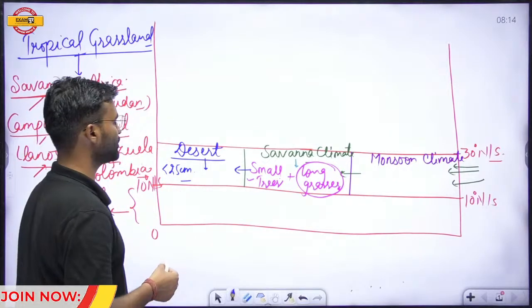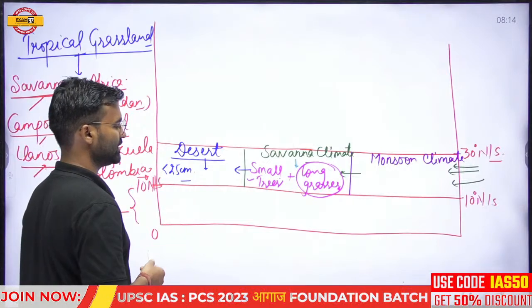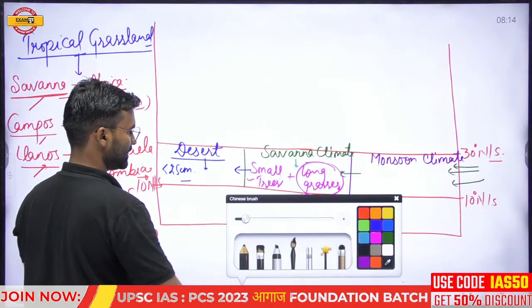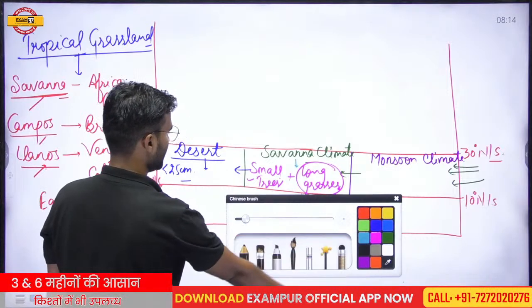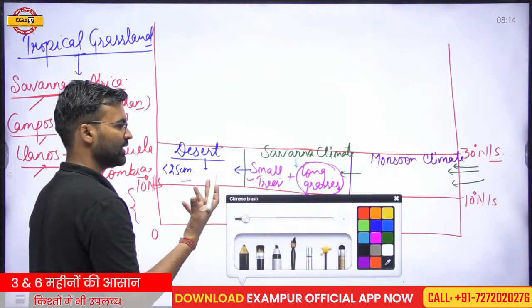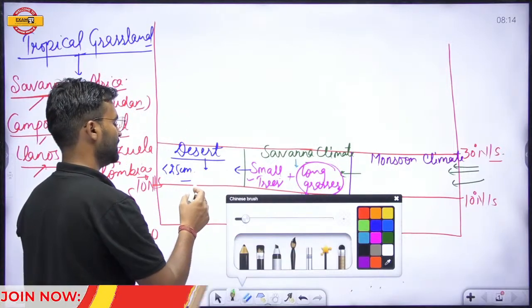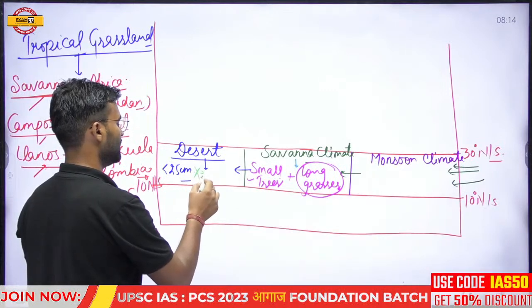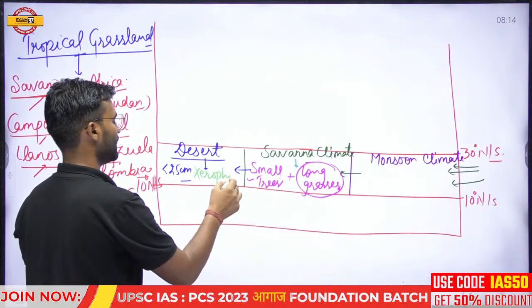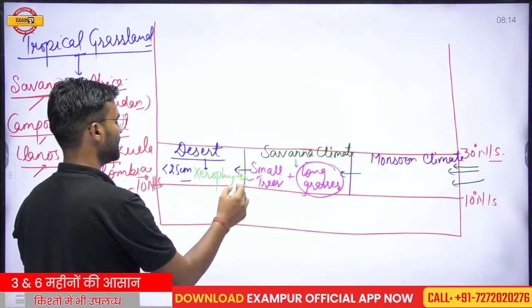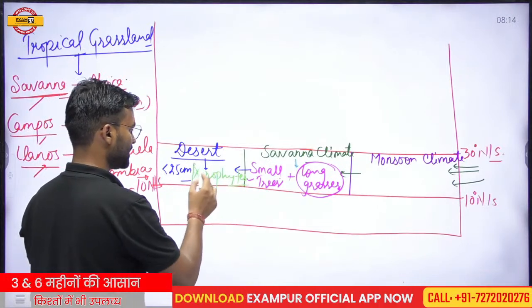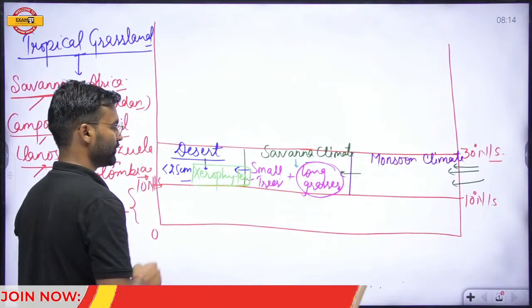So due to the adaptation, there is a less amount of water present. That is why the vegetation found in this region requires less water, and such type of vegetation is called xerophytes. So here xerophytes are present, and xerophytes are the vegetation which requires less amount of water.